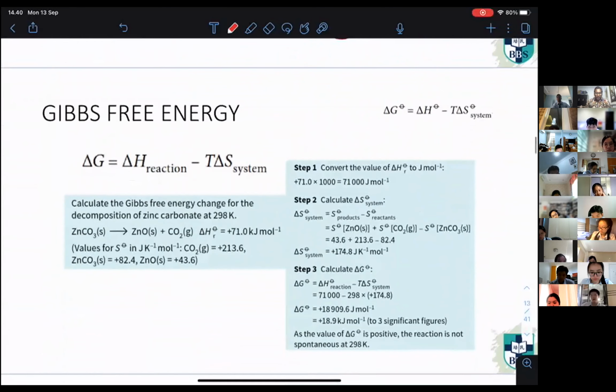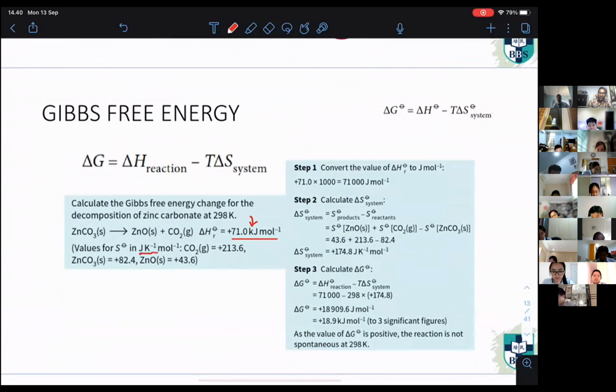Now Gibbs free energy. If you want to calculate, I told you that you need to be very careful when it comes to calculation, because the signs are different and the units are different. Enthalpy change of reaction is going to be in kilojoule, but your entropy is going to be in joule. So you need to change them into the same units, so change them into joule, and then you calculate. Calculate the enthalpy change of the system, which is going to be product minus reactant. You calculate accordingly, and you will get this value.